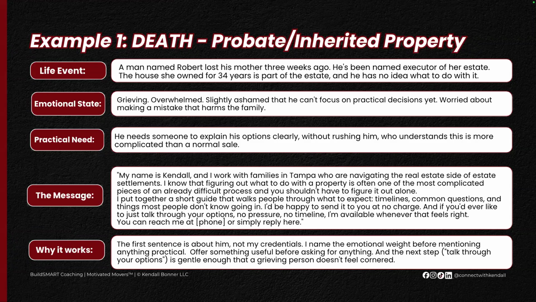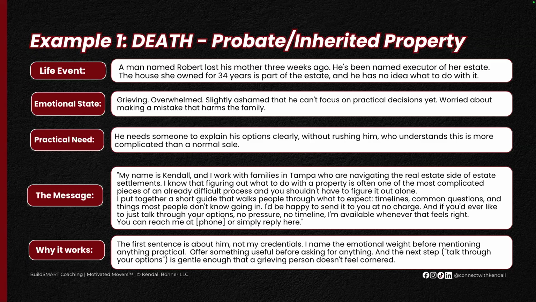So what's his practical need? He really just needs someone to explain some options clearly to him, without the pressure, without rushing him. Someone who understands this is more complicated for him than a normal sale. So look at the message. It opens with him, not with someone's credentials, and acknowledges the emotional weight before mentioning anything practical. And it offers something useful, a guide, if you will, before asking for anything. And then the next step is gentle enough that a grieving person doesn't feel cornered or pressured or sold to. This is that message-to-moment alignment, or match, that I was talking about.